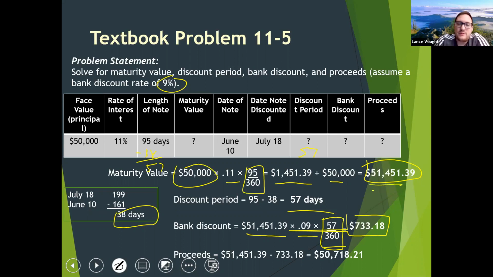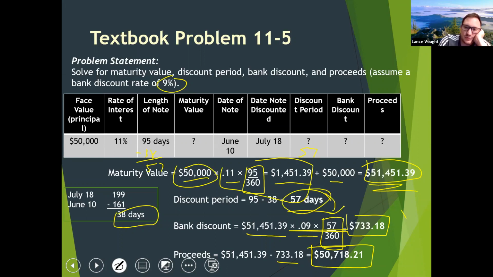And then you subtract that from the total amount that you would pay back as the maturity value, that 733.18, which they're taking off up front. And the total amount you would receive is actually 50,718.21. Step one is to calculate the maturity value. So just like last week, then the discount period to convert how much the bank discount is going to be, and then the proceeds is just the difference between the maturity value and the amount that the bank is taking.